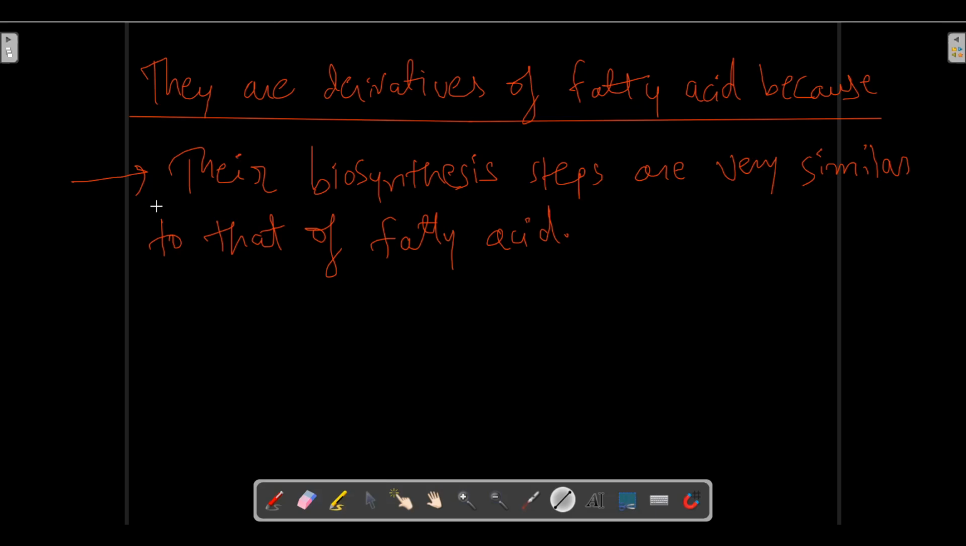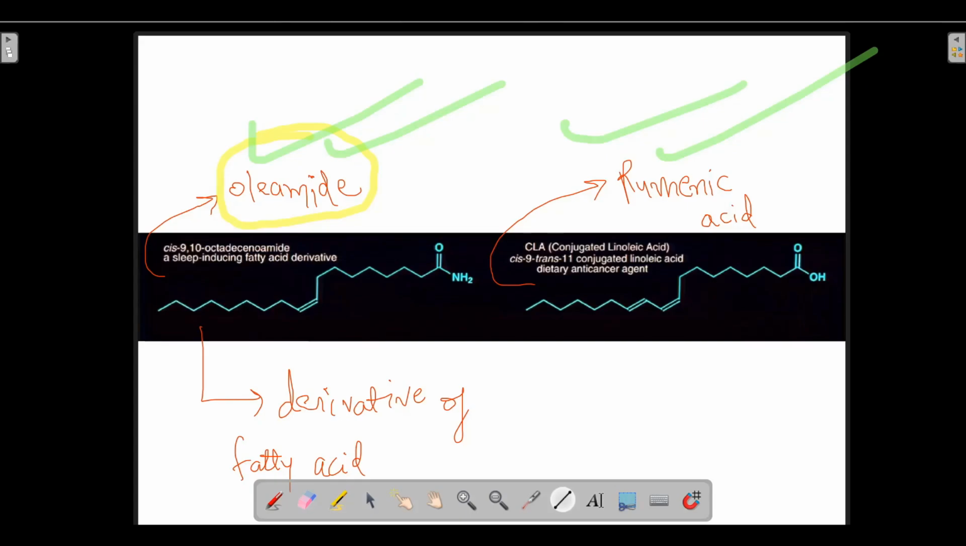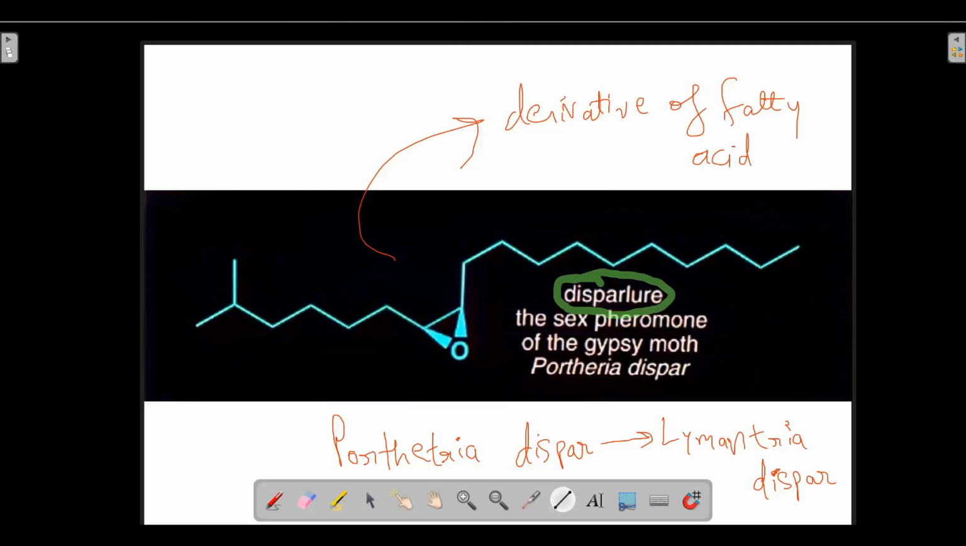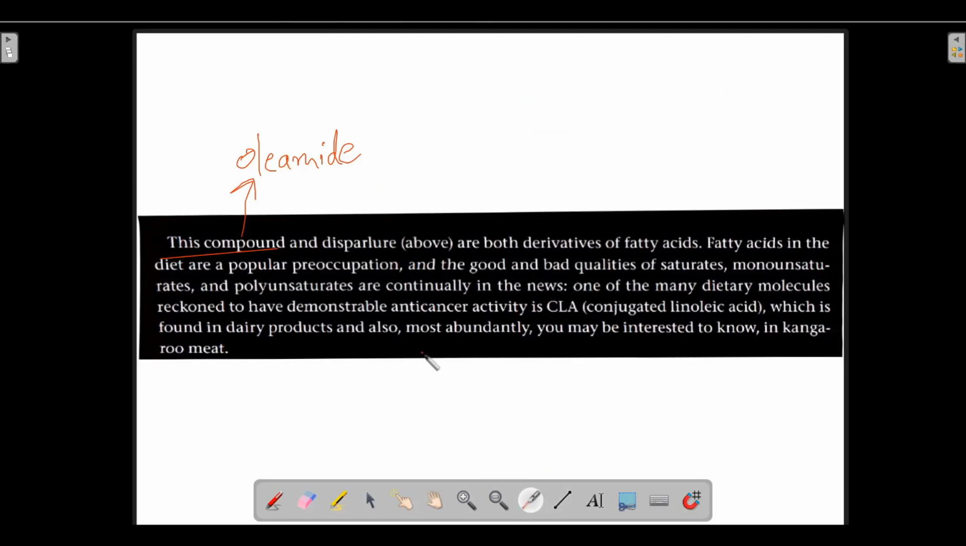Why are oleamide and disparlure derivatives of fatty acid? They are derivatives of fatty acids because their biosynthesis steps are very similar to that of fatty acid. That's why they are called derivatives of fatty acid. Okay, so this is the thing. So oleamide and disparlure are both derivatives of fatty acids.